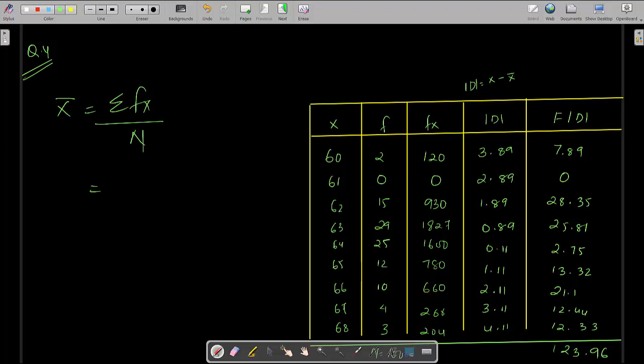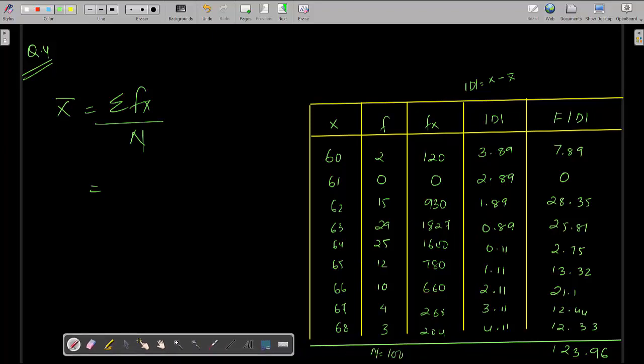So 60 into 2, 120, 61 into 0, 0, 62 into 15, 930, 63 into 29, 1827, 64 into 25, 1600, 65 into 12, 780, 66 into 10, 660, 67 into 4, 268, 68 into 3, 204. So this is your calculation. Clear? Now you also have to get the sum, sigma fx, the sum of all these fx values. If you add all this up, you get 6389. Clear?